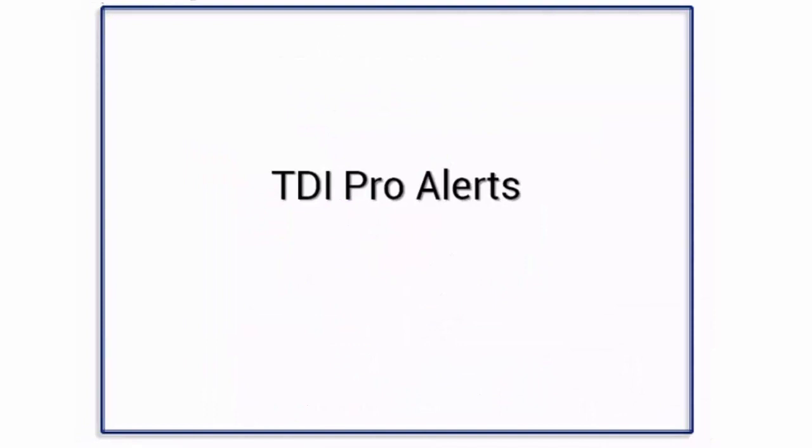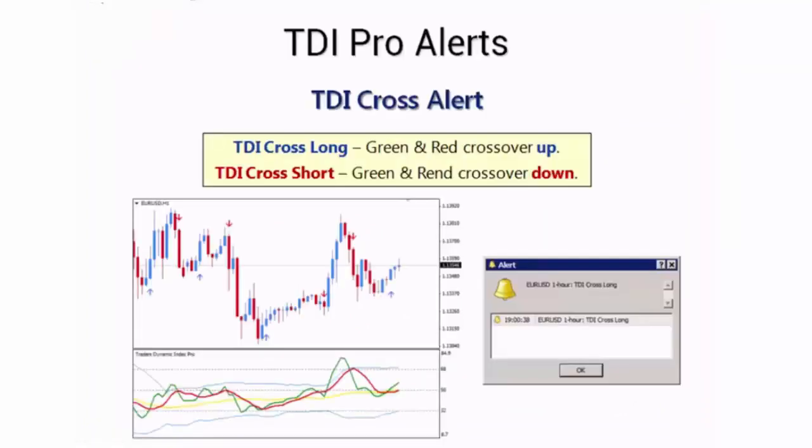With the Traders Dynamic Index Pro, we also have three built-in alerts available for you as you trade. The first alert is the TDI cross. This is when the green line and the red line cross over, giving you immediate alert of current conditions in the marketplace to potentially enter the market.